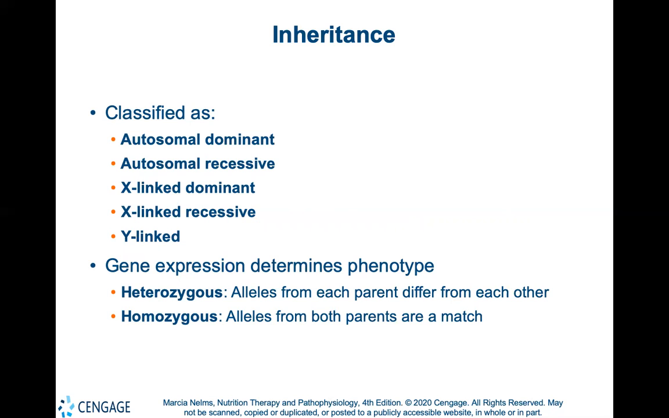If an individual inherits the gene for brown eyes from one parent and the gene for blue eyes from the other parent, his or her eyes will be brown because that is the dominant gene. Whether a trait is recessive or dominant determines whether that trait is phenotypically expressed. When the alleles from each parent differ from each other, as in this case, an individual is heterozygous for the gene.